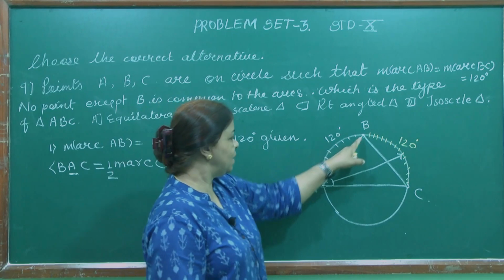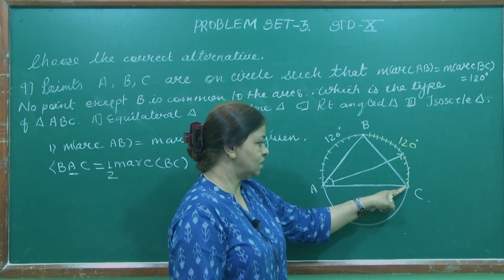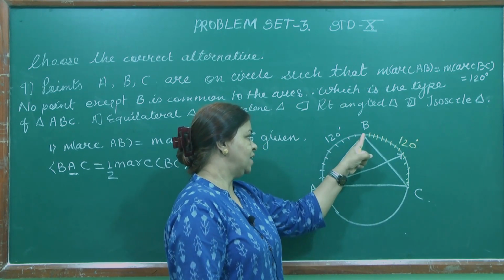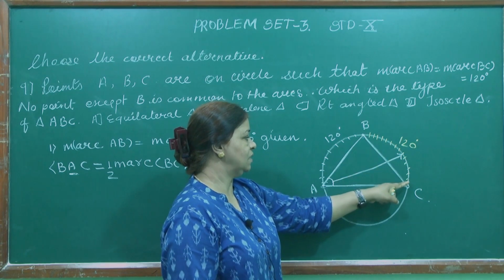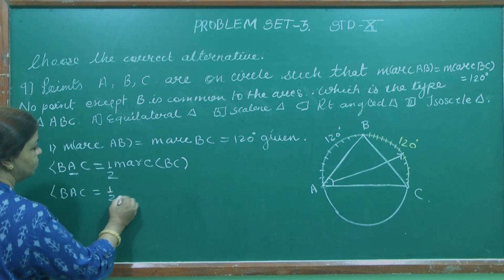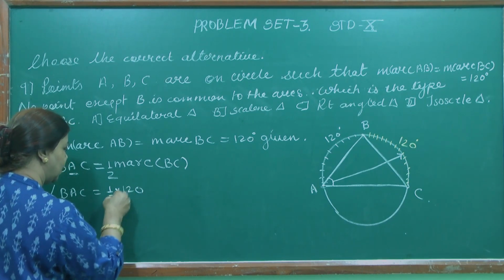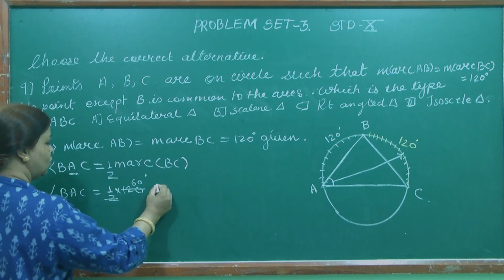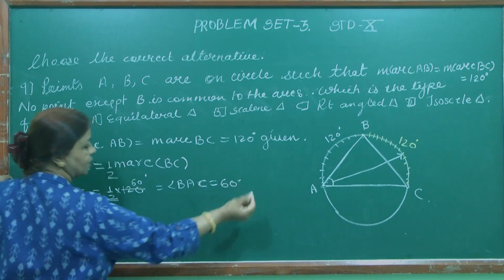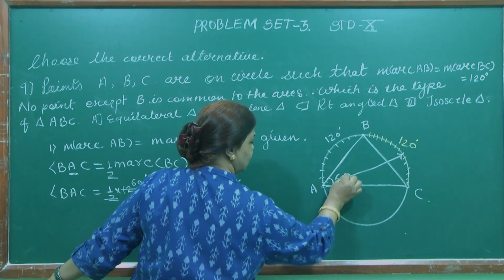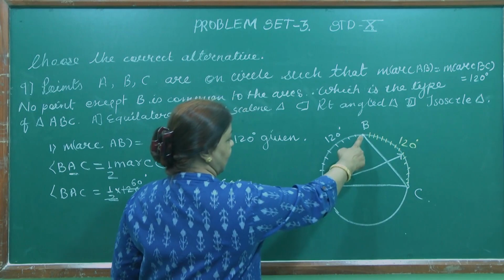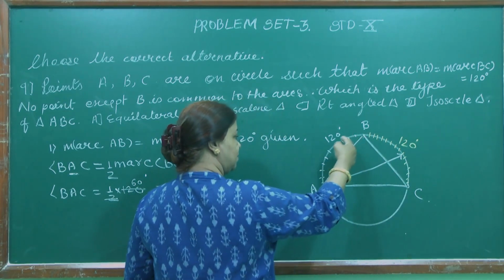See, angle BAC is intercepting this arc and it is inscribed in this arc. Therefore, angle BAC will be half of major arc BC. BC is how much? 120 degrees. When I divide it, I'll get 60 degrees. So angle BAC I got equal to 60 degrees. Let me write here 60 degrees. Now, look at this. Angle BCA is intercepting this arc.